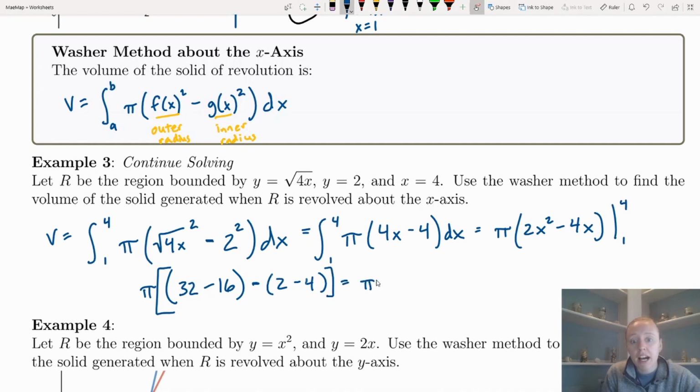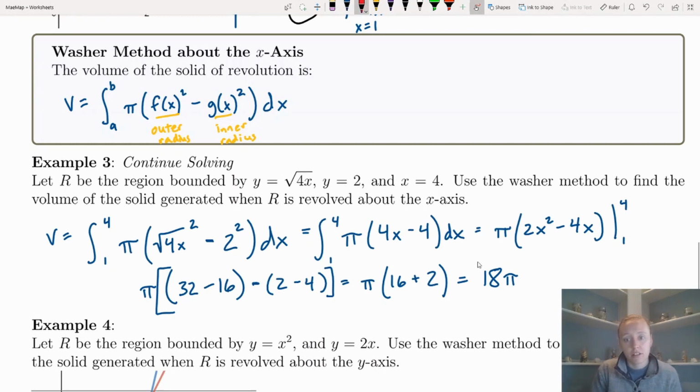Simplifying this down, I'll get pi times 32 minus 16 is 16, and I'm going to be subtracting 2 minus 4, which is a negative 2, so that's going to be 16 plus 2, which is going to give me 18 pi. So my solution in example 3 is 18 pi for the volume bounded by the region y equals root 4x, y equals 2, and x equals 4, generated when revolved around the x-axis. So 18 pi is my solution in example 3. Let's finish up doing example 4.